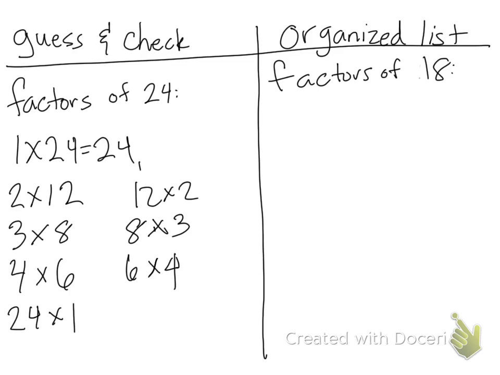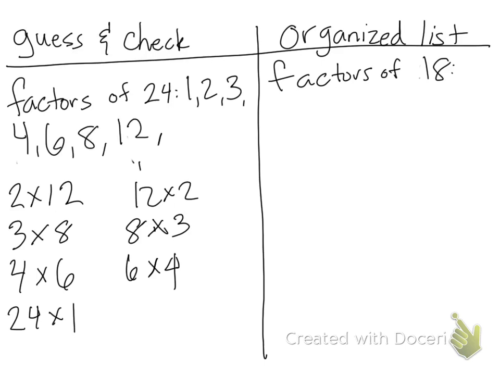Now let's list the factors in order from least to greatest. The smallest factor is 1. Then we go 2, 3, 4, 6, 8, 12, and 24.